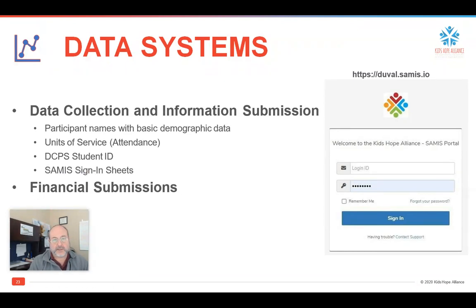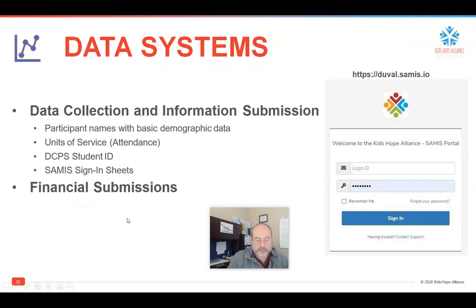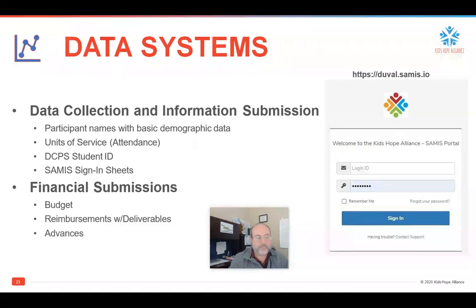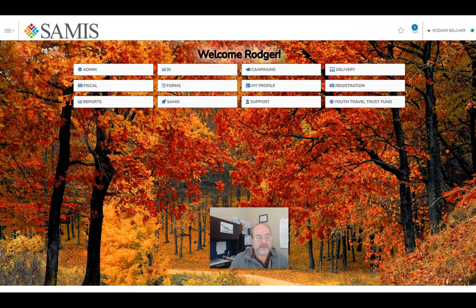SAMUS sign-in sheets, again, will be used this year. You'll need to know how to both generate those and how to put those back into the system as part of your deliverables. Financial submissions, of course, will include a budget and reimbursements. And the big difference is many, if not most, of the deliverables will be attached to the reimbursement. In the past, they have gone into the document repository. So you're definitely going to want to make sure that you fully understand what's expected there. And then advances will be upon request, and I believe that will be covered by the finance team.